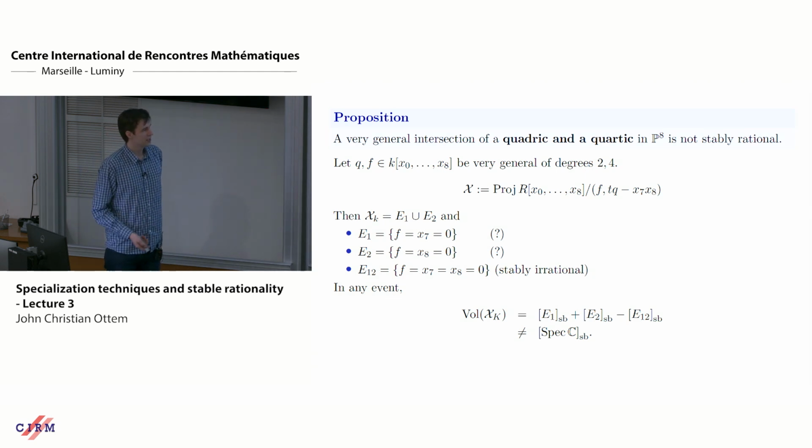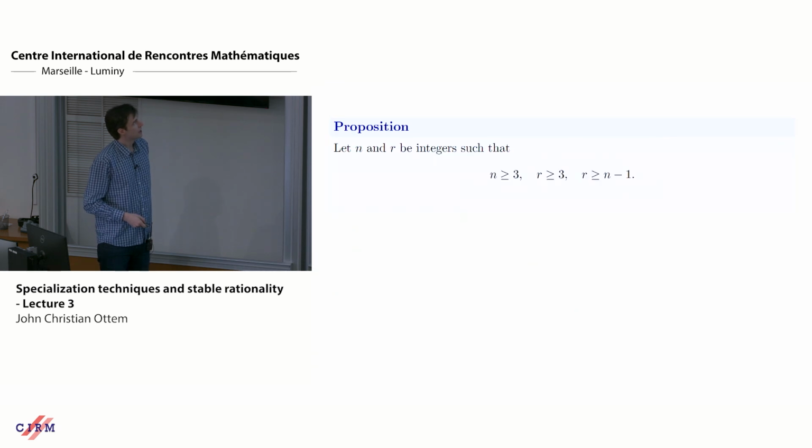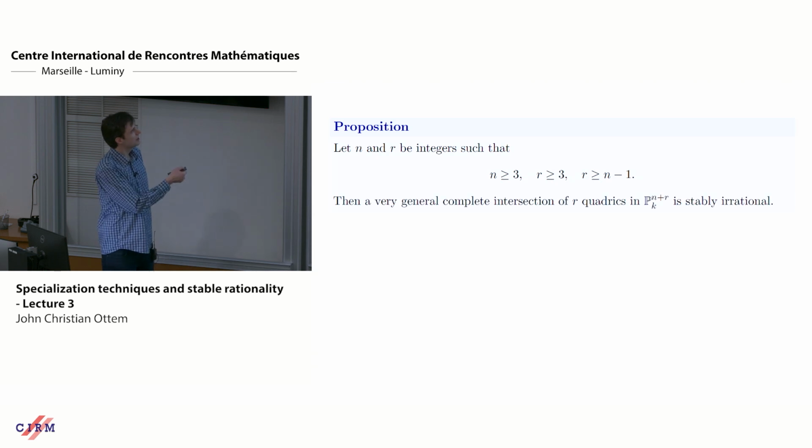Okay, so it's not a very complicated proof, this, but it sort of generates lots of new results on irrationality of complete intersections. Okay, so here's sort of one other result. Maybe I won't go through all the details. It's just saying that if you have some bounds like this, then the general complete intersection of quadrics is stably irrational.